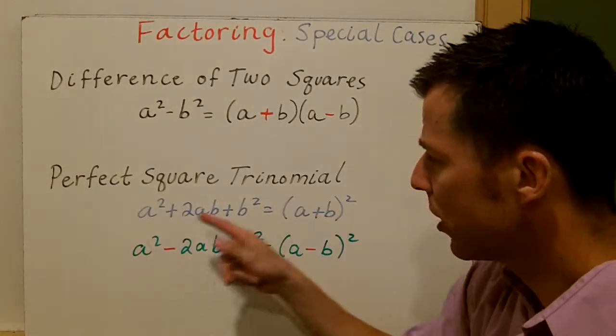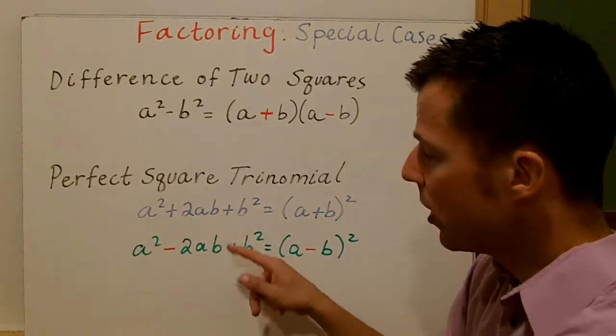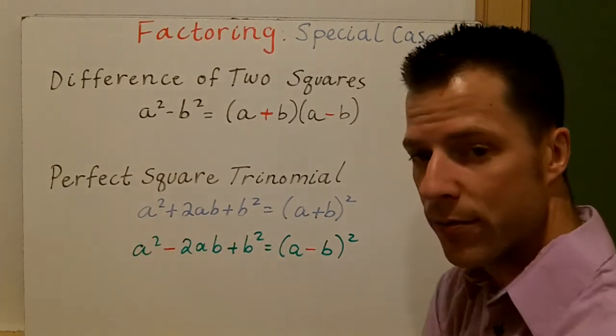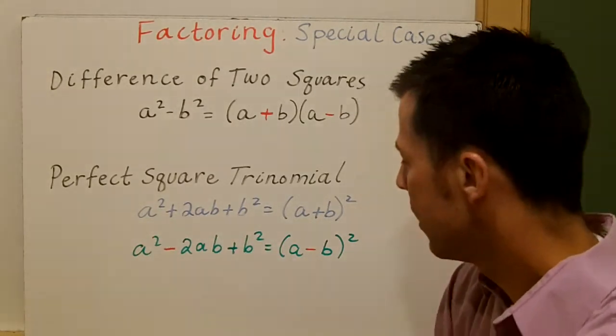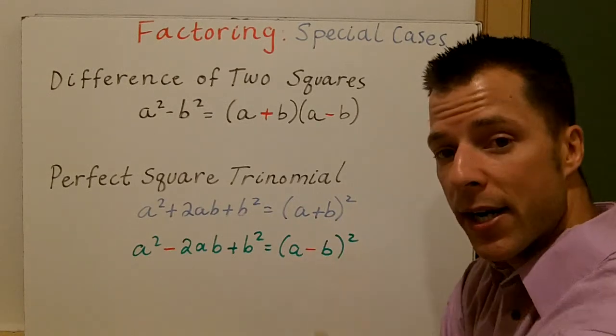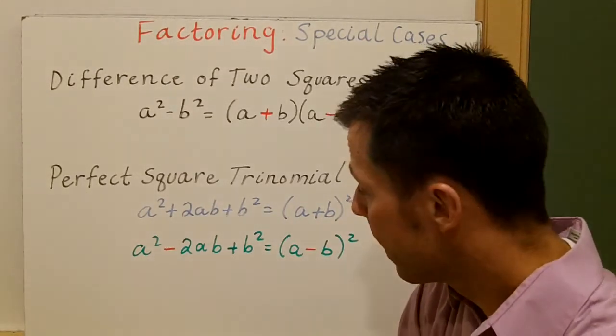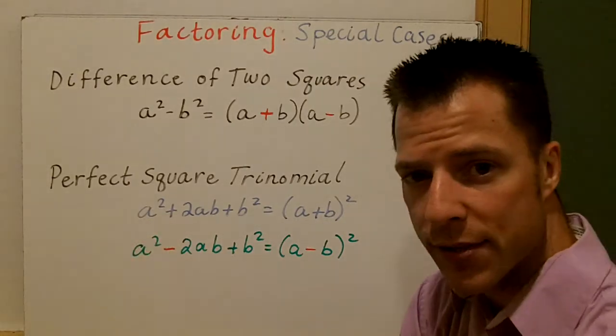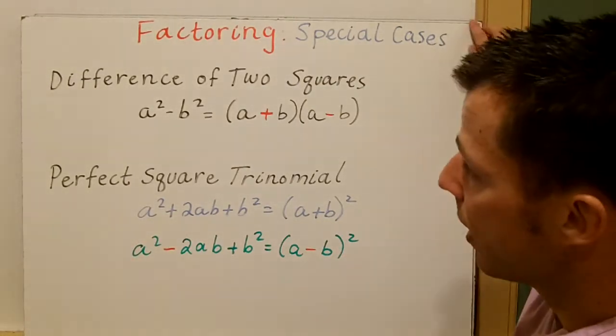With perfect square trinomials, there's three terms, and we notice that the first and last terms are both perfect squares. And we can factor them as a plus b squared or the quantity a minus b squared. So these are a little bit more tricky to see, but through example it should be okay.